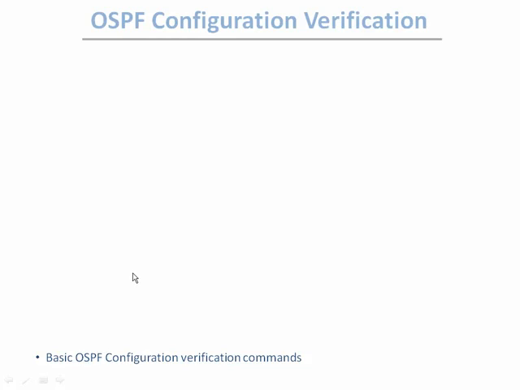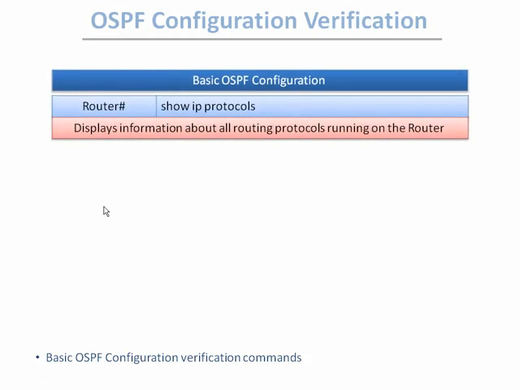Now that we've configured OSPF, let's learn some commands that we can use to verify what we have just done. The first and probably the best command to do this is the show ip protocols command, typed in the privilege mode of the router. This command will display information about all the routing protocols that are running on the router. In our case, if we have only OSPF, that's what we're going to display.